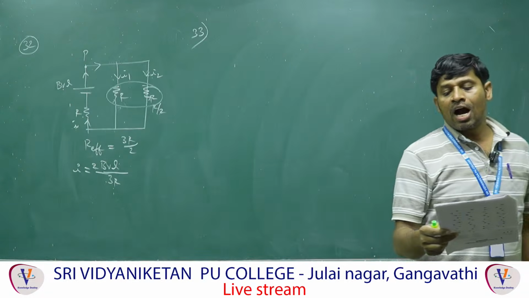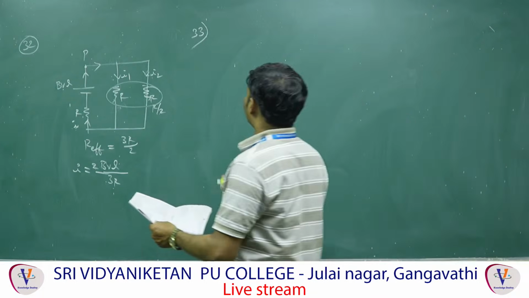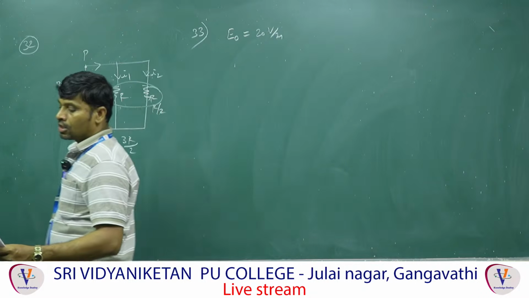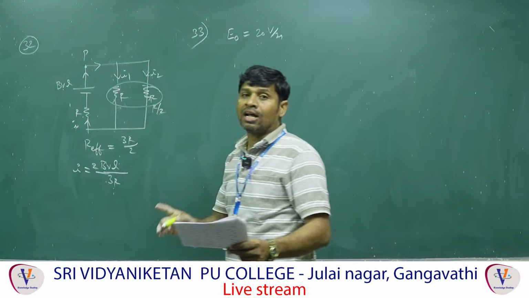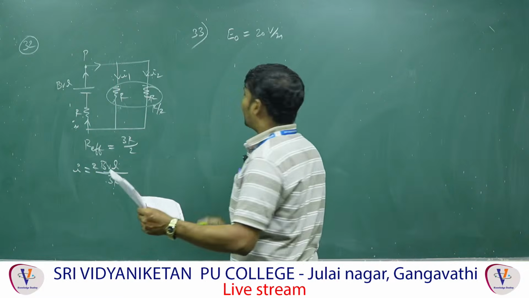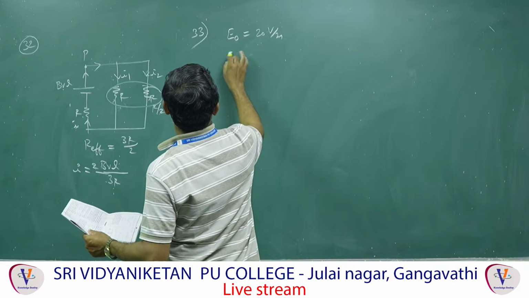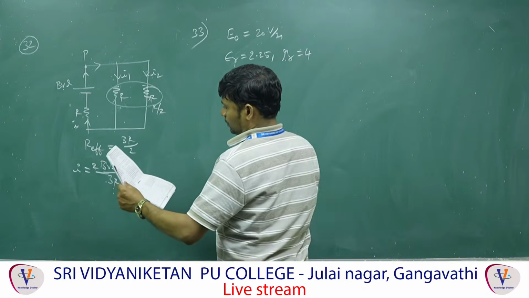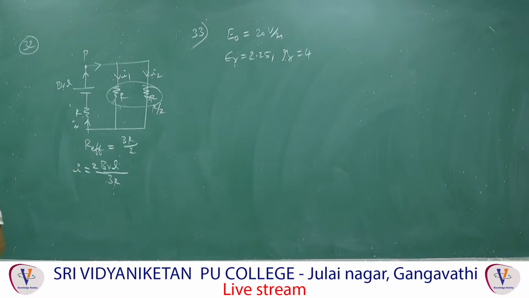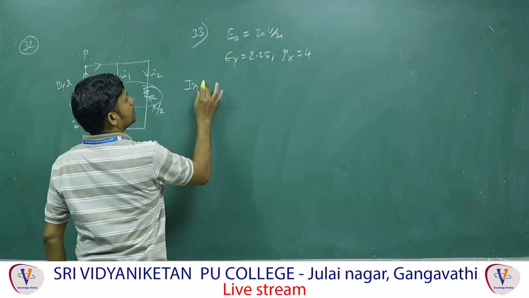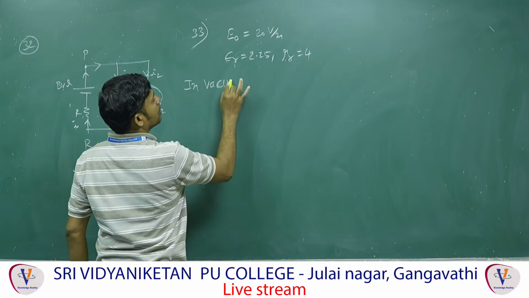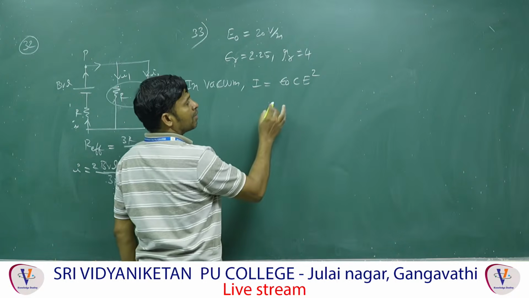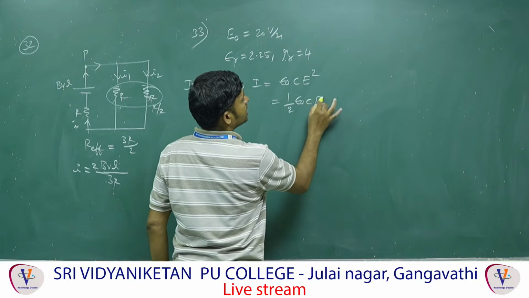An electromagnetic wave of amplitude electric field component E naught, value 20 volt per meter, is propagating in a medium having dielectric constant epsilon r value 2.25 and mu r value 4. What is the intensity of the electromagnetic wave? Generally in vacuum, what is the intensity value? Epsilon naught c E square. Important formula, or half epsilon naught c E naught square.